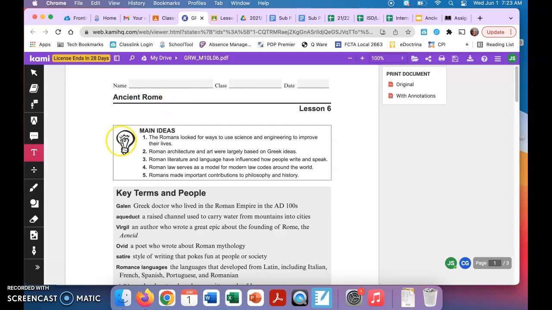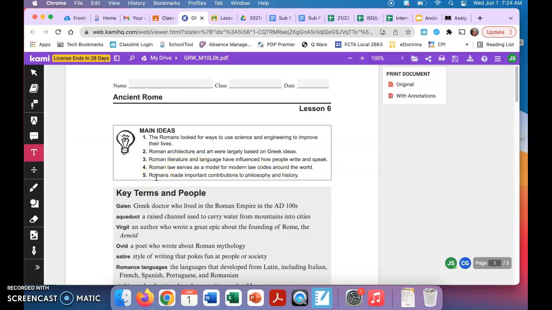Going to begin again with the main ideas at the top. Number 1, the Romans looked for ways to use science and engineering to improve their lives. Number 2, Roman architecture and art were largely based on Greek ideas. Number 3, Roman literature and language have influenced how people write and speak. Number 4, Roman law serves as a model for modern law codes around the world.